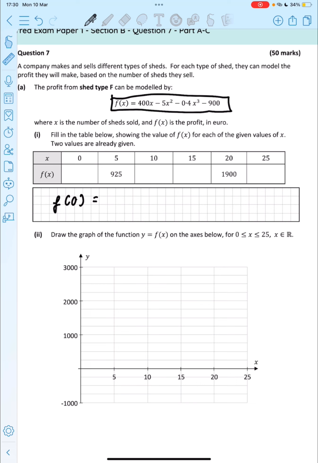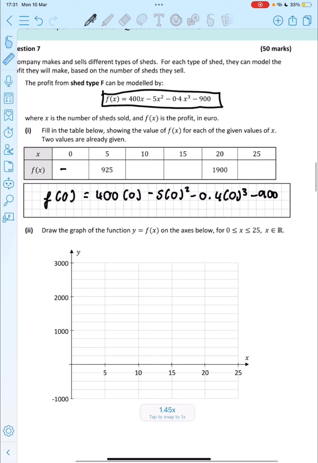So for example, for 0, we're going to have 400 times 0 minus 5 times 0 squared minus 0.4 times 0 cubed minus 900. And we put that in our calculator and we'll get values for every single one of these. That's how we do this question. And if we were to do that, we get minus 900, 2,200, 2,625, and then minus 275.